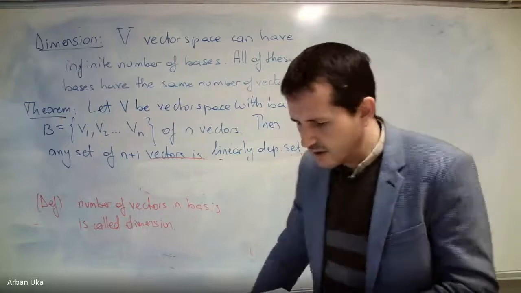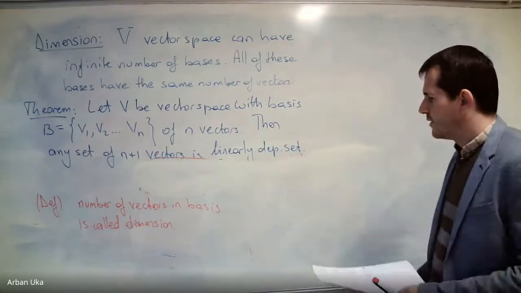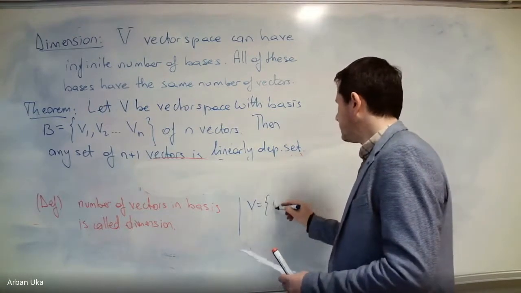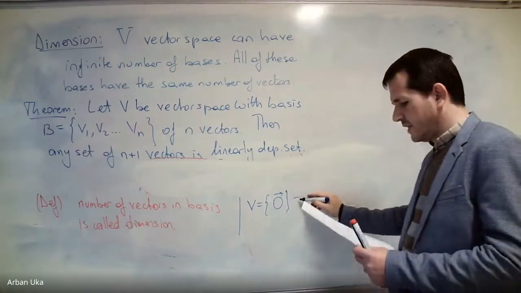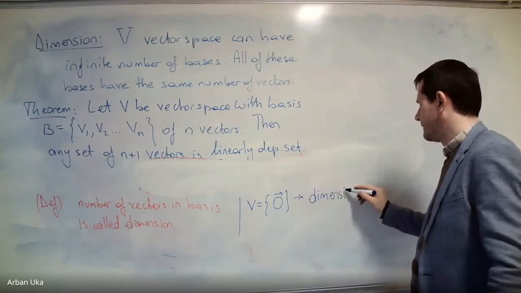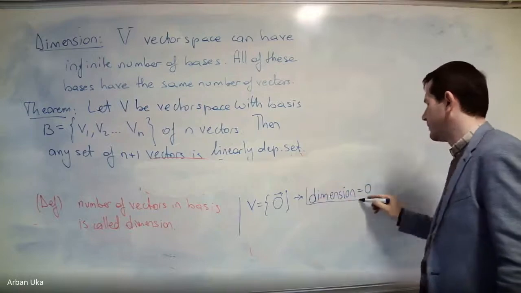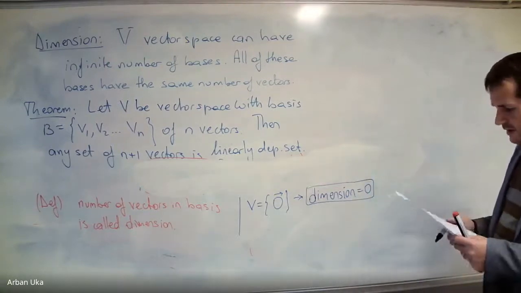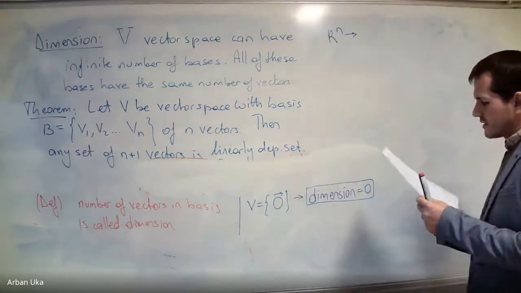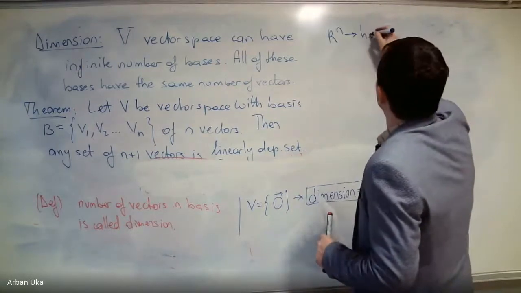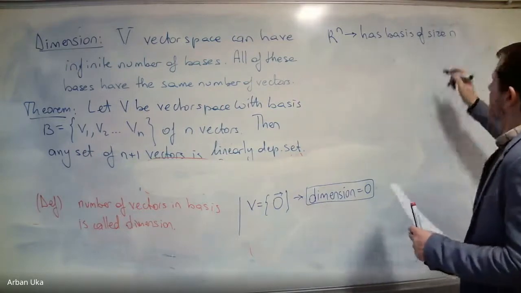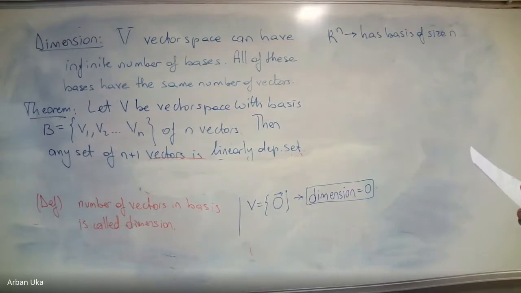One thing which is extra here is that if we have any vector space V which includes only the 0 vector, it is defined as having dimension equal to 0. Okay. Now, Rn has a basis of size n, which means that its dimension is n.